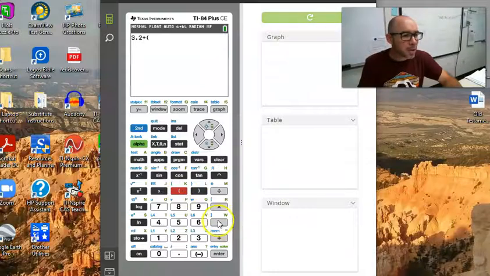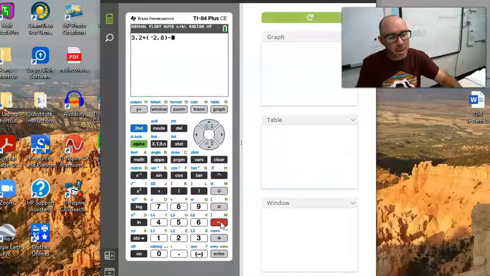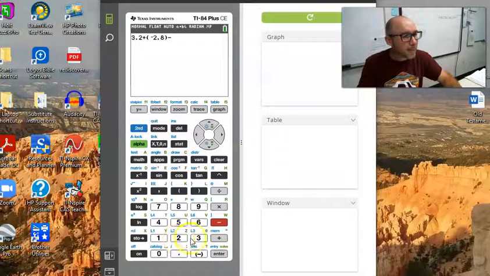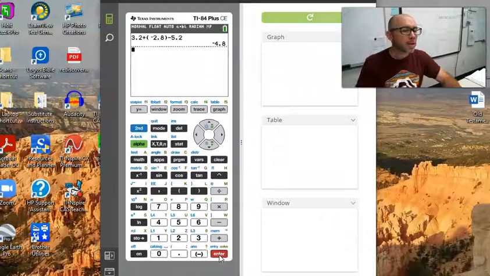Do not use the subtraction sign. Use this sign down here in the parentheses. That's negative. It's a little bit shorter than a minus sign. So negative 2.8. And then we're going to close the parentheses. And now the next symbol is subtraction. You can tell there how the negative is a little bit higher and the subtraction is a little bit longer. 5.2, enter. So there's the first part of our problem.